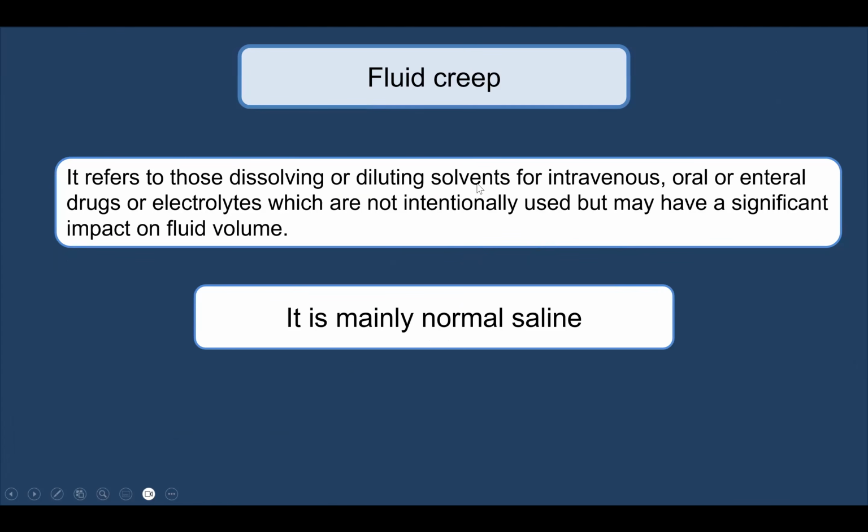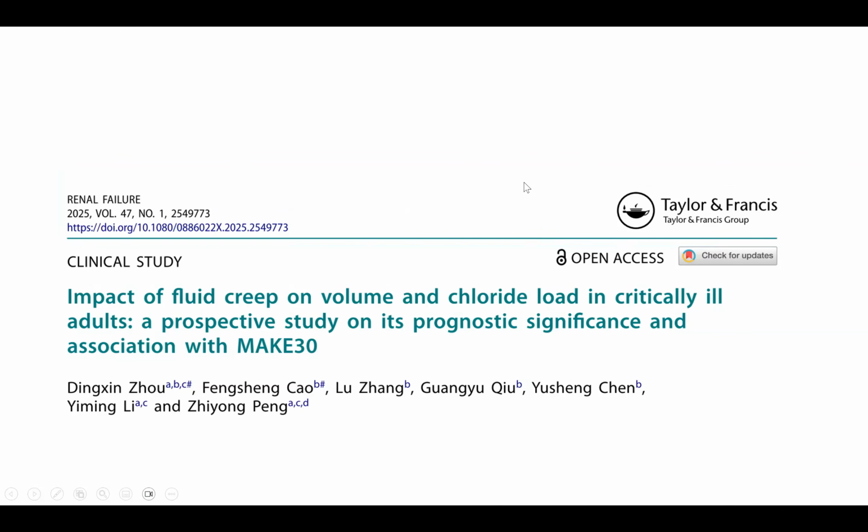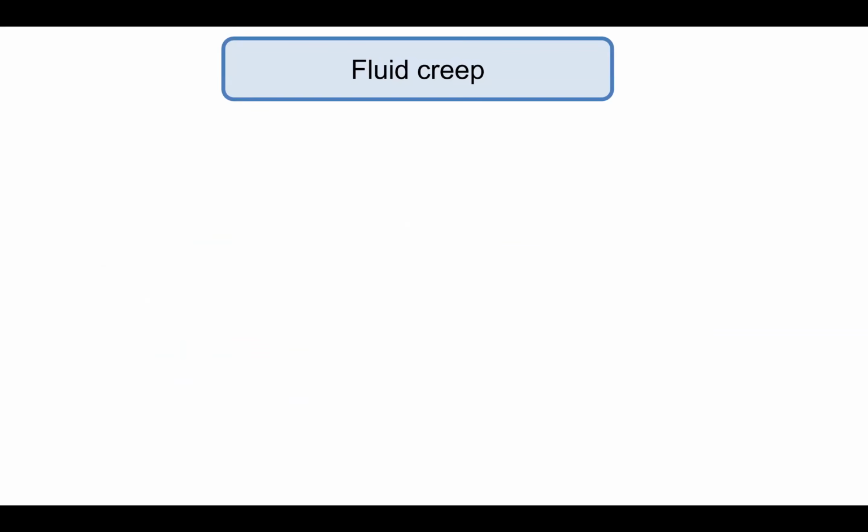solvent for intravenous drugs or electrolytes, which are not intentionally used but may have a significant impact on the fluid volume. The main problem is not the volume of the fluid creep, but the nature of the fluid creep, which is mainly caused by saline, because saline is mainly used for dilution of drugs and electrolytes. And this is a study that tried to show the impact of fluid creep on the volume and chloride load in critically ill patients.